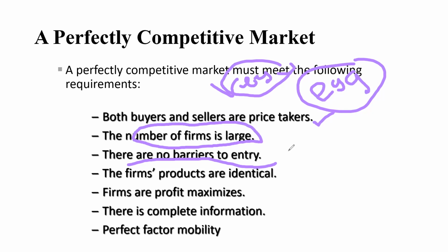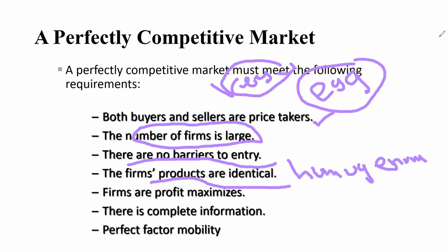If they cannot survive in the market, they can easily switch off and stop their business. And if we consider the nature of the products, the products are identical in nature, or we call them homogeneous. Homogeneous products, right?